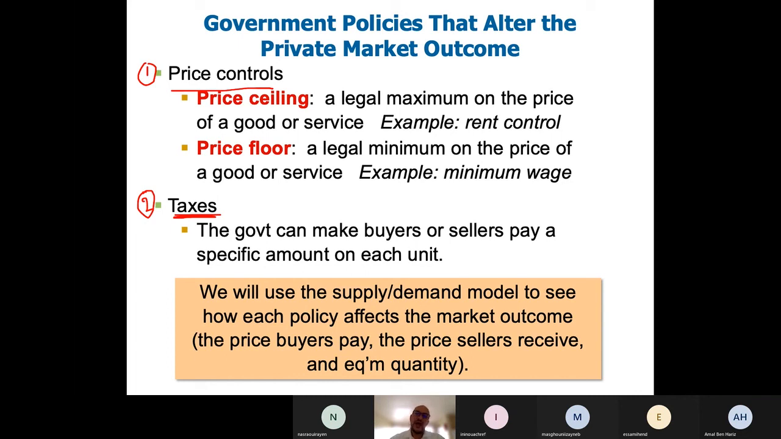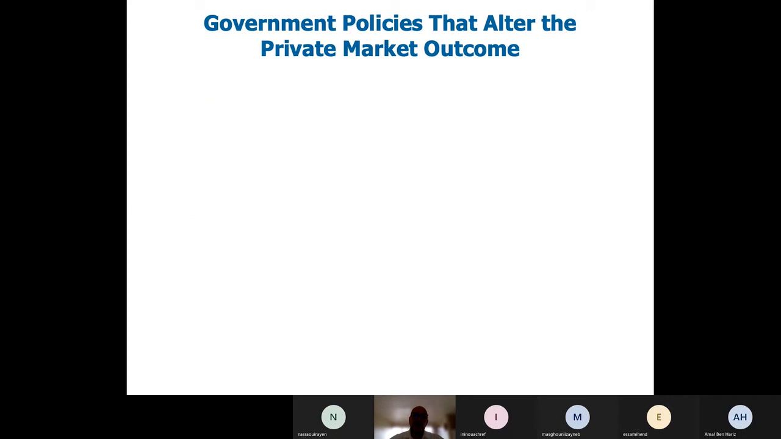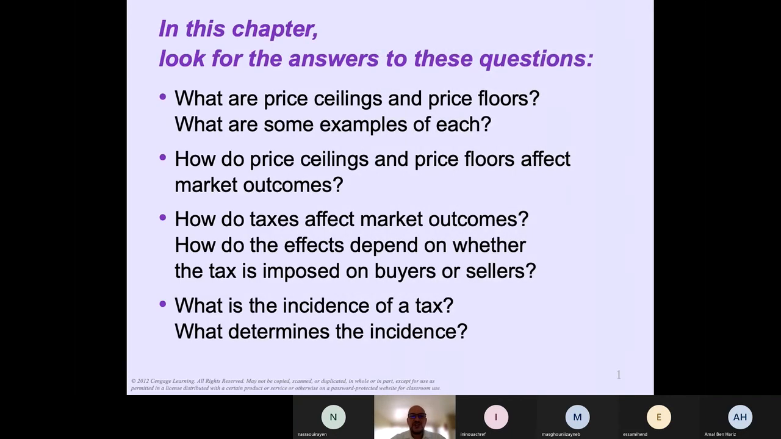And we will see whether this government intervention is good for the market and good for the economy or not. So we'll answer these questions. What are price ceilings and price floors? What are some examples of each? Price ceilings and price floors are two ways of price control.